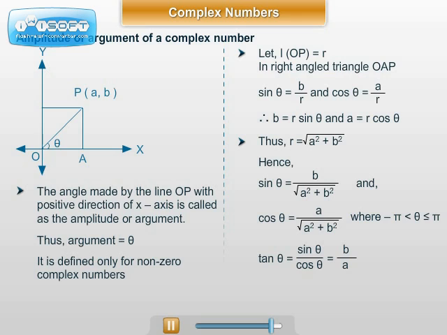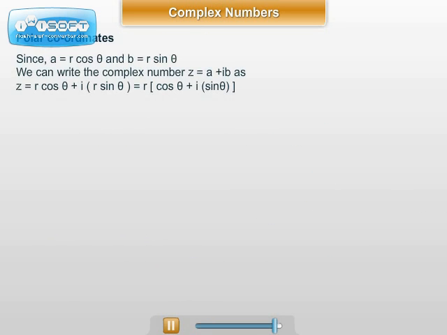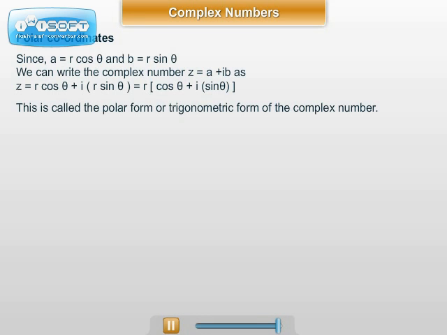Argument z is defined only for non-zero complex number z. If a = 0 and b ≠ 0, then θ is either π/2 or −π/2 depending on the sign of b. Since a = r cos θ and b = r sin θ, we have z = a + ib = r(cos θ + i sin θ). This is called polar form or trigonometric form of a complex number z = a + ib.